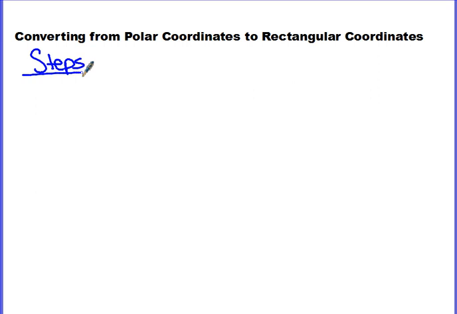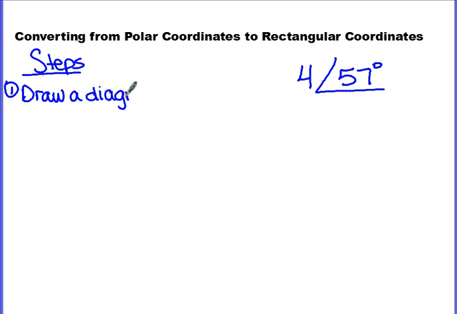Just to give you an idea, a polar coordinate looks like this. This is read as a vector with a length of 4 and a positive 57-degree angle. This is the degree symbol, and then we've got the angle symbol here. We are going to convert this polar coordinate to a rectangular coordinate using these steps. The first step is to draw a diagram and label the right triangle. We're going to make a right triangle, and you're going to see what this looks like in just a second.